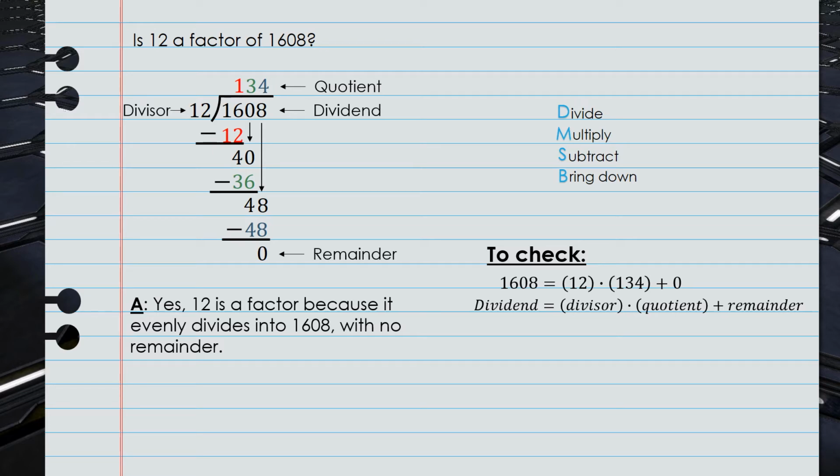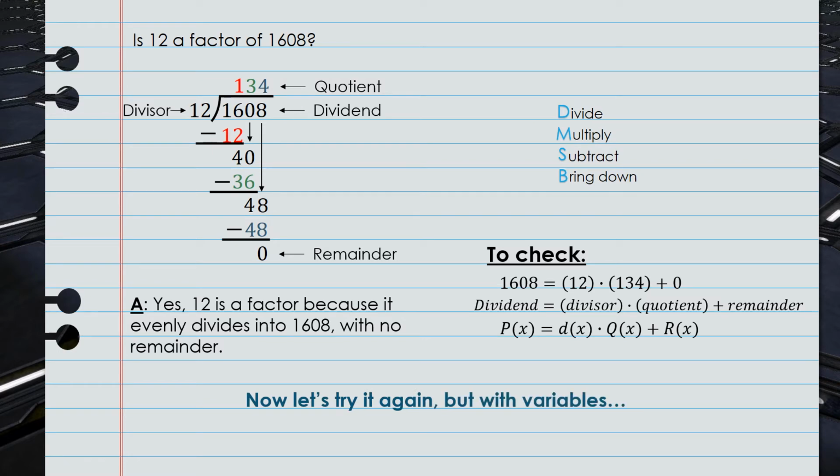Now, since we're in algebra, we like to shorten up some names. So instead of dividend, that's known as the polynomial, or p of x. The divisor is represented by d of x. Quotient is q of x, and remainder is r of x. Since we've done long division with numbers, now let's try it again, but this time with some variables.